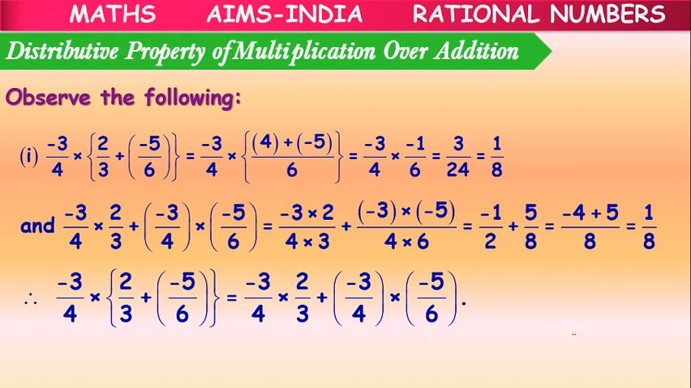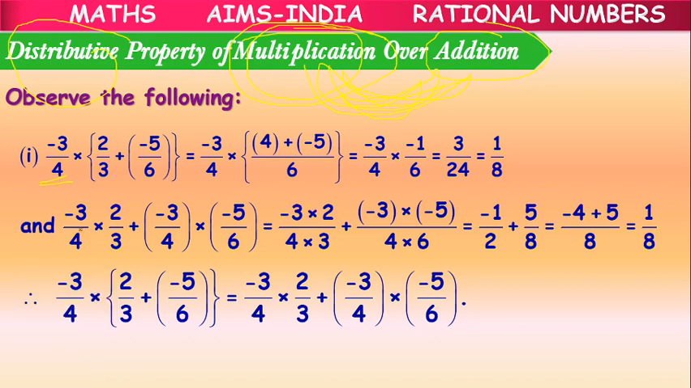Okay, last property, children. Distributive property of multiplication over addition. Because this will be incomplete again. Let's complete this topic. Distributive property of multiplication over addition. Means here we are doing multiplication over addition. Two mathematical operations in one expression. So here minus 3 by 4 is there.